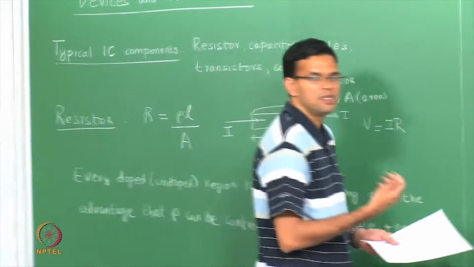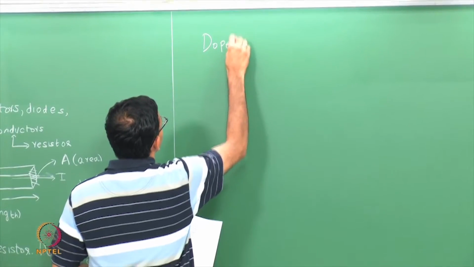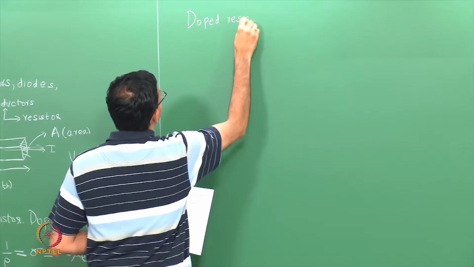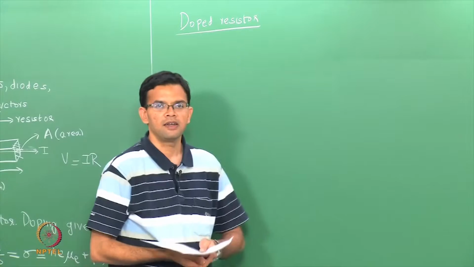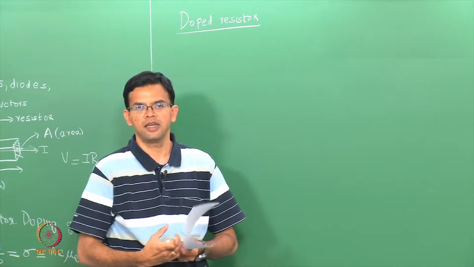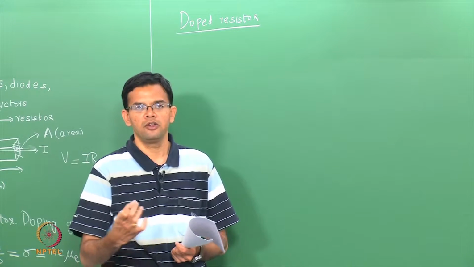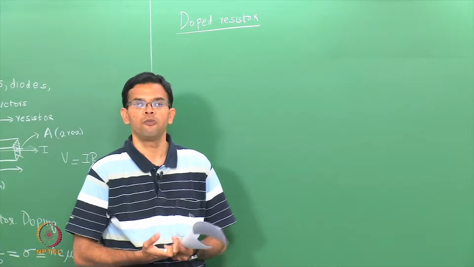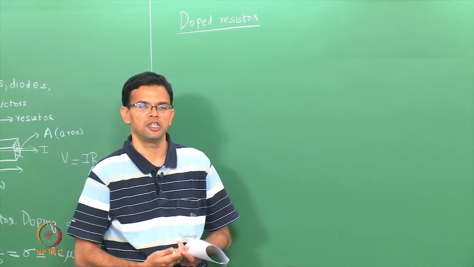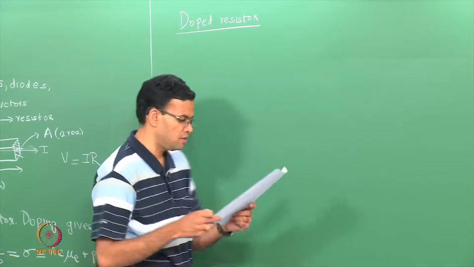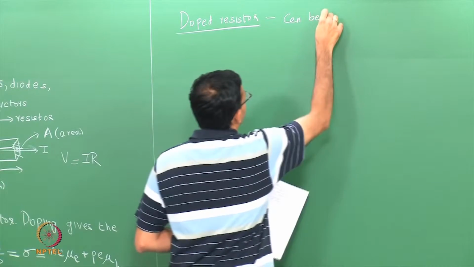The simplest is a doped resistor. So, in this particular case, you isolate a certain section of your silicon, usually by patterning, and then you can dope it with a dopant of a certain type, whether electrons or holes, and a certain concentration, which just gives you a resistor. So, this can be made by patterning.